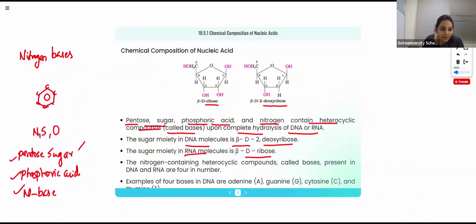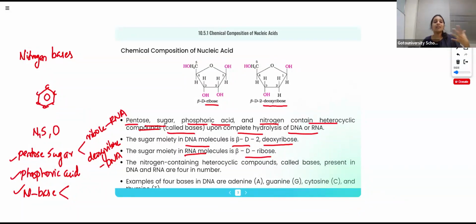So pentose sugar may be ribose sugar or deoxyribose sugar. If it is ribose sugar, it will be RNA. Means in RNA, the sugar present is ribose sugar. In DNA, the sugar present is deoxyribose sugar. Then the phosphoric acid is common in both. Then what about the nitrogen bases? Nitrogen bases are heterocyclic compounds, I told you. Heterocyclic compounds means ring compounds containing a nitrogen atom. Here it is nitrogen only. Heterocyclic means any atom, sulfur, oxygen or nitrogen may be there, but here it is nitrogen.